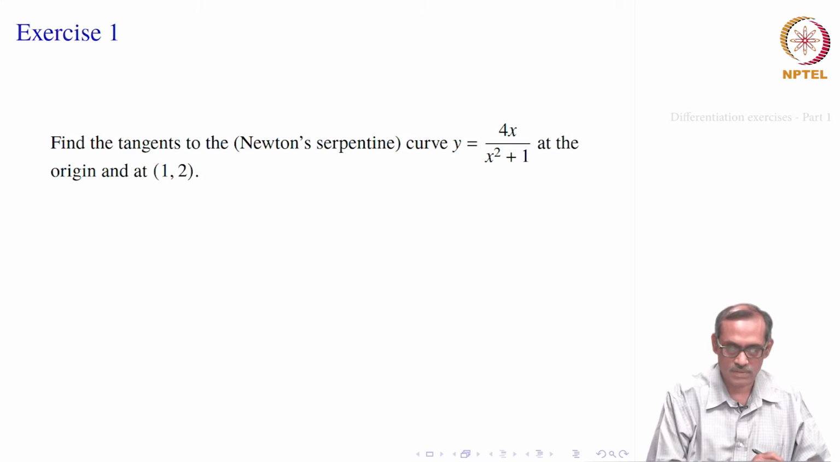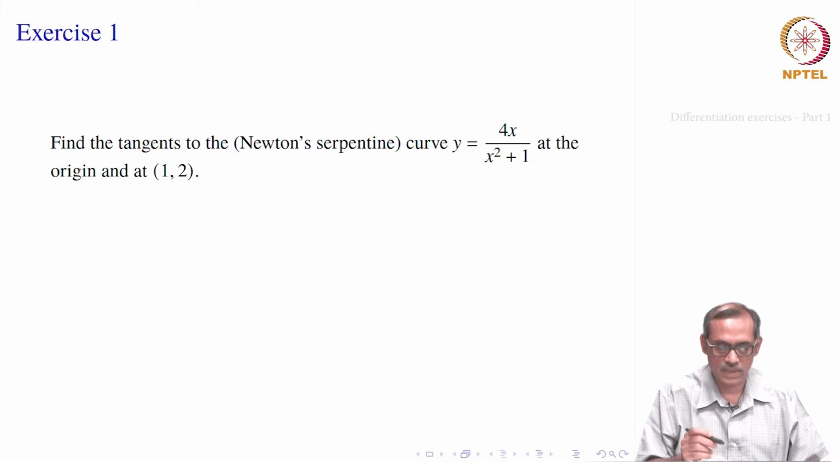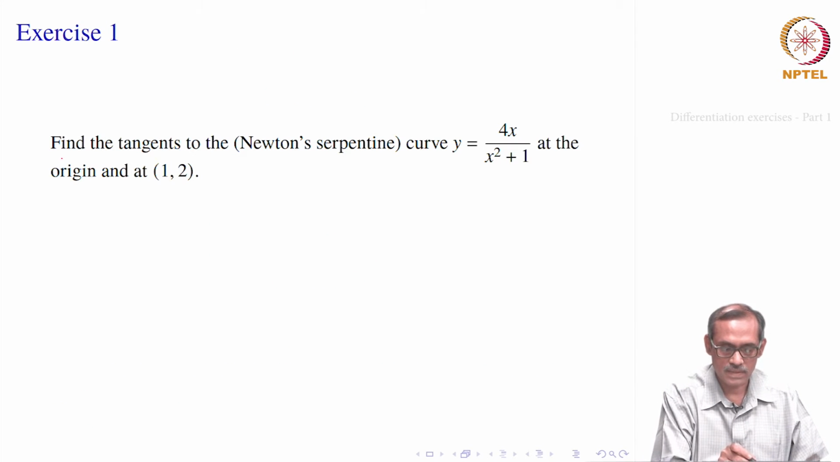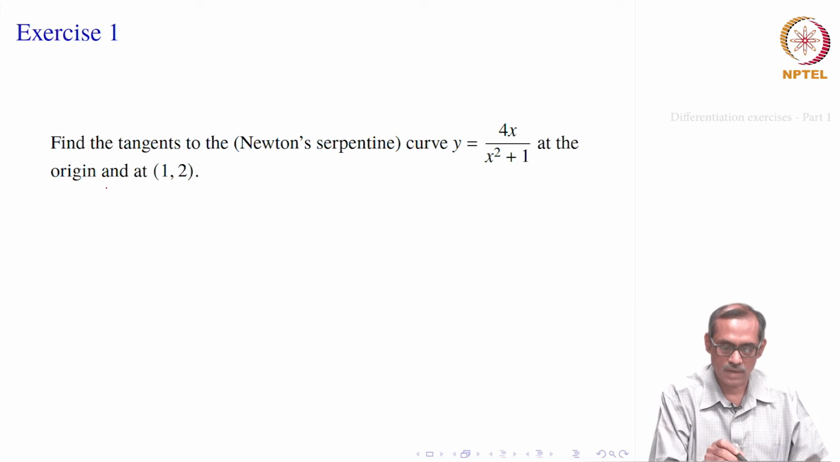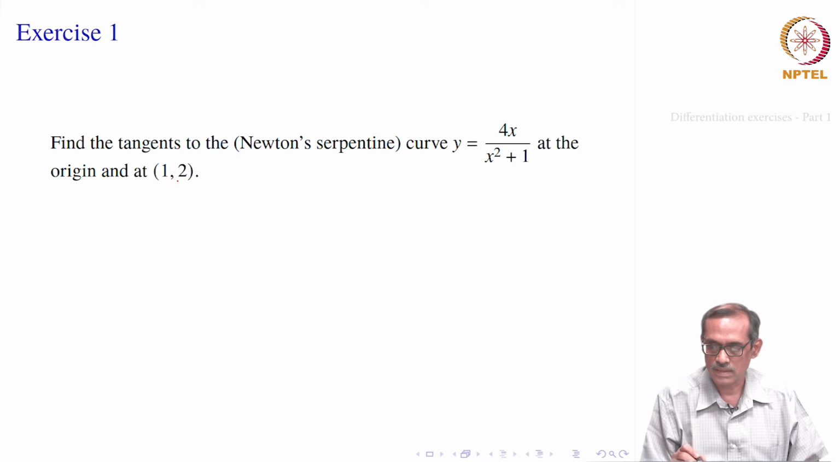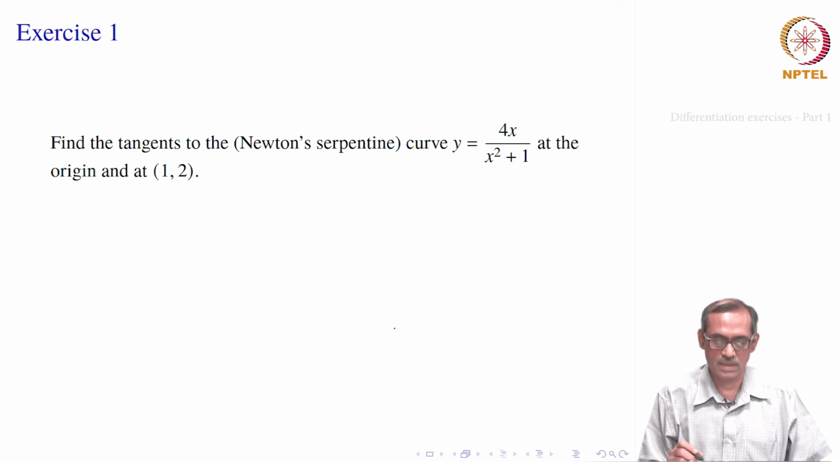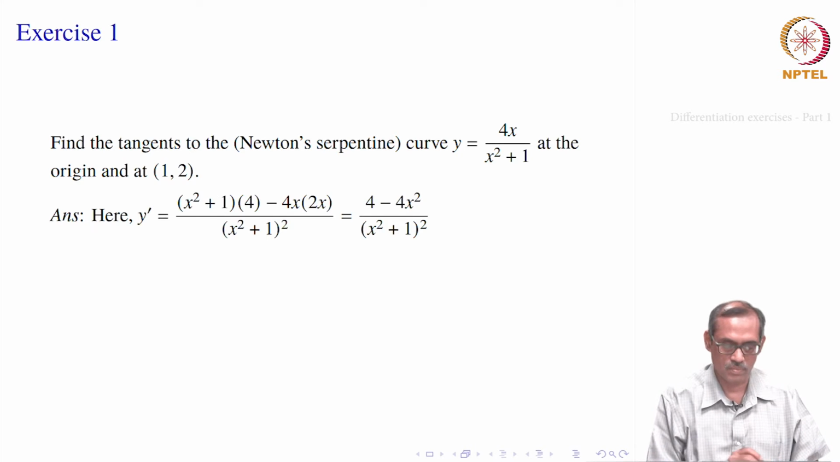So, let us go to the first problem, or exercise 1, which says: find the tangents to the curve y equal to 4x divided by x square plus 1 at the origin and also at (1, 2). So, there are 2 points where we have to find the tangent. This particular curve is called Newton's serpentine due to its graph. So, y equal to 4x divided by x square plus 1, that is our function. We want tangents at the origin and at the point (1, 2).